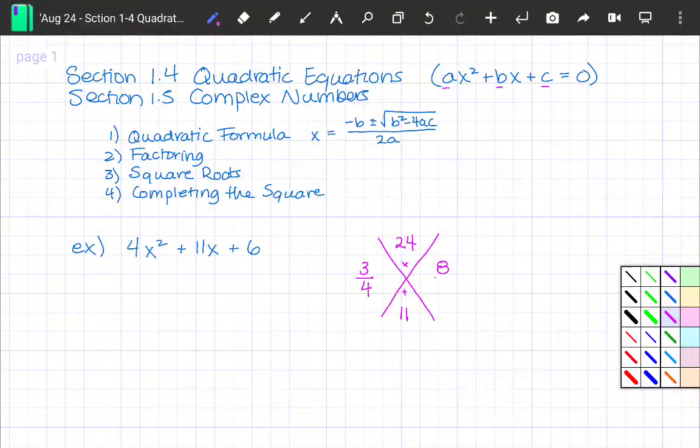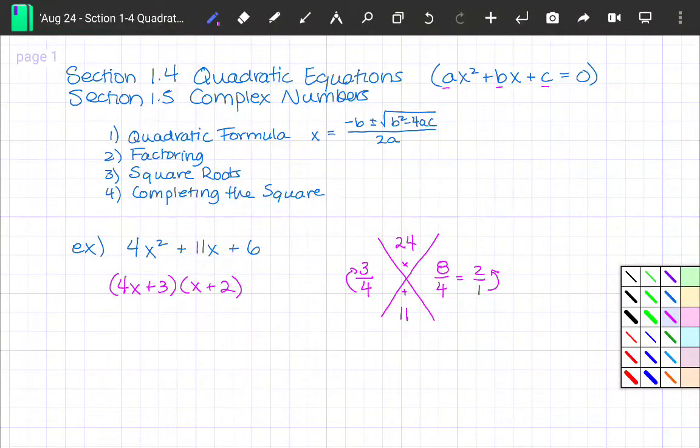Divide by a, which is 4. And then simplify any of the fractions. 3/4 does not simplify, but 8 over 4 simplifies to 2 over 1, and then you have your answers. Read it from down under, bottom up. So the bottom goes with the x. 4x plus 3, there's one factor. And 1x plus 2 is the other factor. So that's how you factor when a doesn't equal 1.